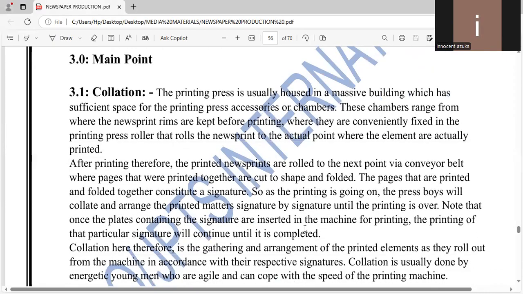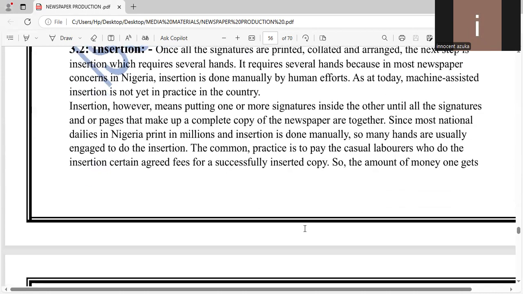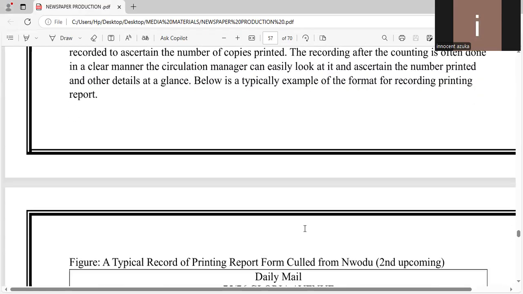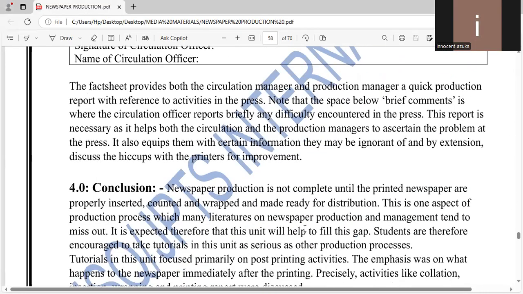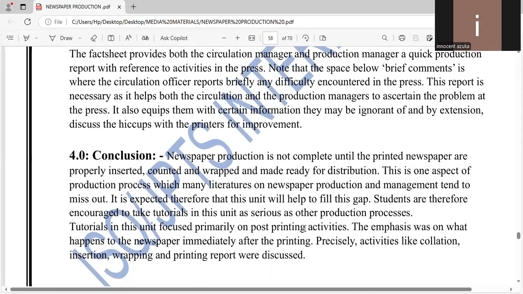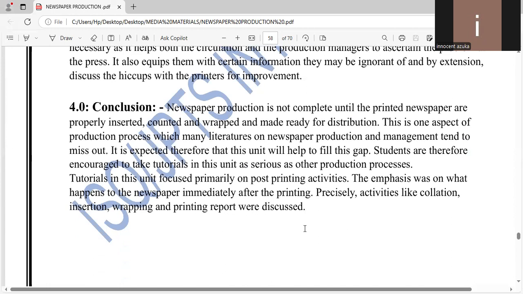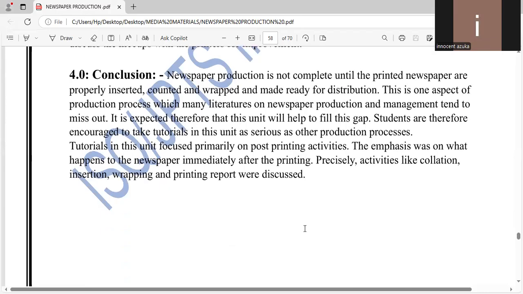What to do is collection, insertion, wrapping. There is a wrapping stage. We have the printing report. So newspaper production is not complete until the printed newspapers are properly inserted, counted, and wrapped and made ready for distribution. This is one aspect of the production process which many literatures on newspaper production and management tend to miss out. So it is expected that this will help you to fill the gap.